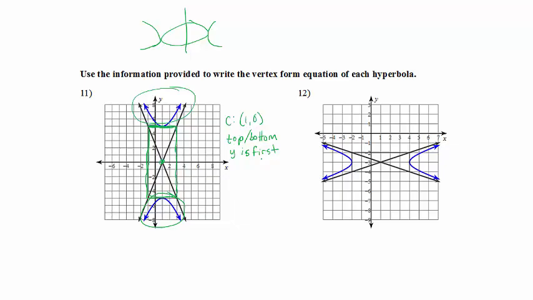So on 12, where it's not top and bottom, it's left and right, x will go first. And the main difference with a hyperbola, so there's two basic ways to write this. You could have x first. And the main difference between it and an ellipse is this minus sign in the middle. Or you could have y first, which is what's going to happen over here on 11, is that we'll have y minus k squared over, and it doesn't really matter whether you put a squared or b squared.